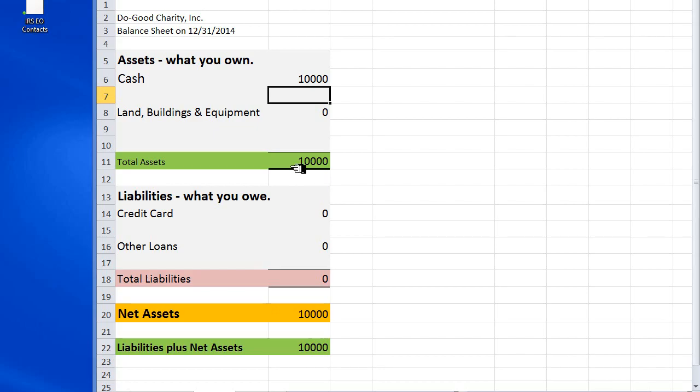equals total assets. Now, let's say that also during the year we needed a computer, so we spent $2,000 cash on a computer. So $2,000, our computer now appears on the balance sheet, and of course our cash drops to $8,000. So now we can see we still have $10,000 in assets because we just traded cash for a computer. We just converted cash into a computer. So $10,000 in assets, no liabilities still. Our net assets are $10,000.